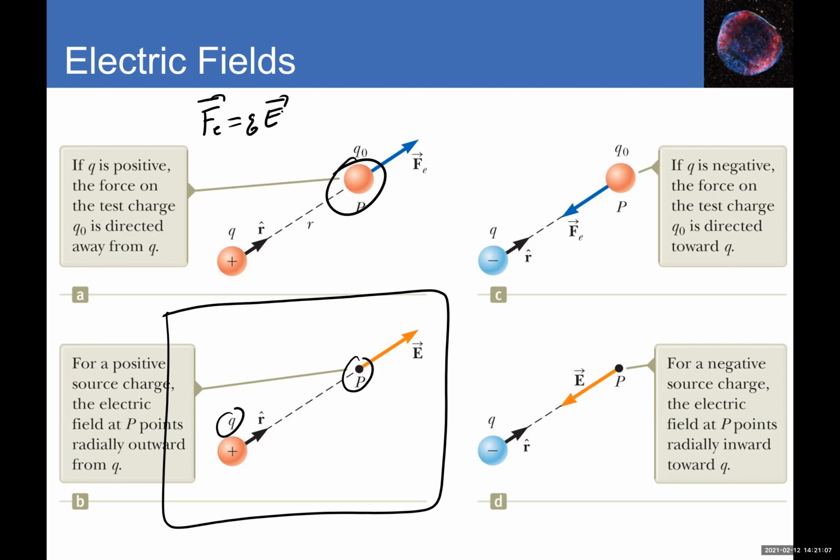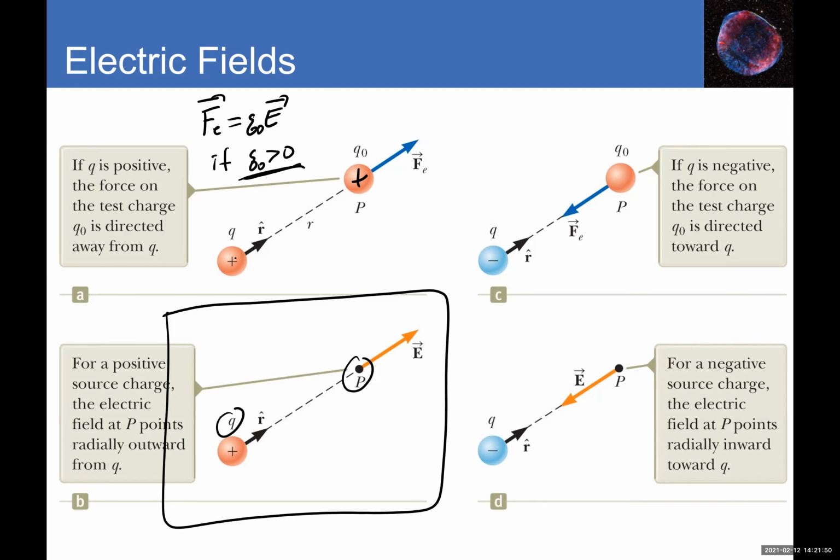And here's the thing. If Q naught is positive, that means we're dealing with a positive test charge. Look at the direction of the electric field, and now look at the direction of the electric force. If Q naught is positive, force and electric field have the same direction, both radially away. So if the test charge is positive, it will have the same direction as the electric field.